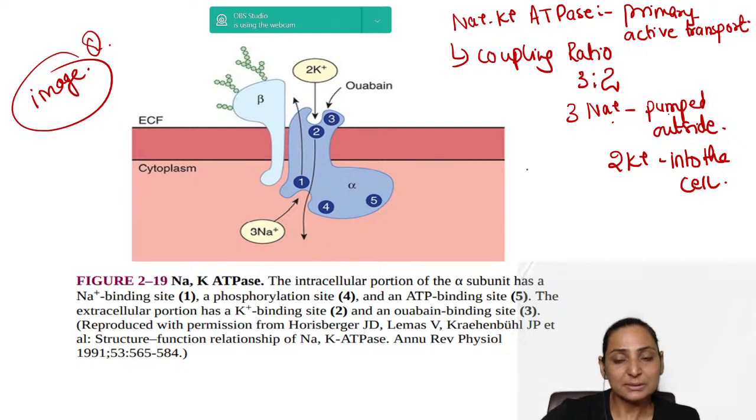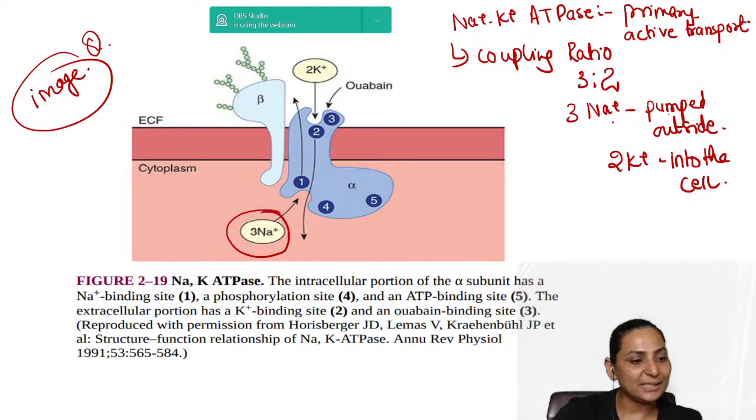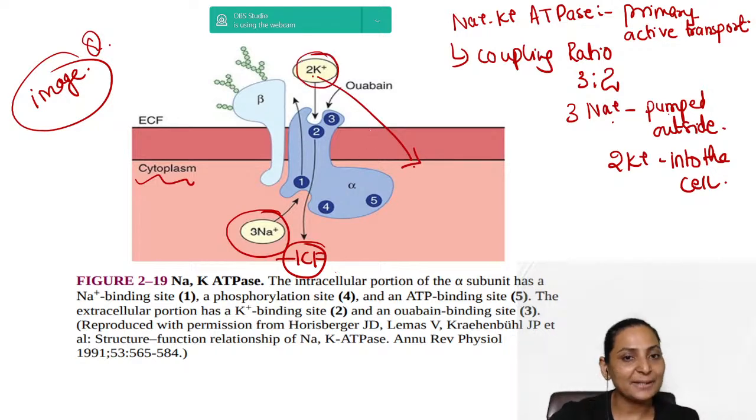Now if you have to pump 3 sodium outside, where should the sodium bind? Definitely the sodium should bind on the inside, that means in the ICF. So the binding site for sodium will be inside in the cytoplasm. Whereas you have to take the potassium inside, so the potassium will bind outside. This is very important in your PG examination. This comes as image-based questions, asked with an image, like what is binding where.